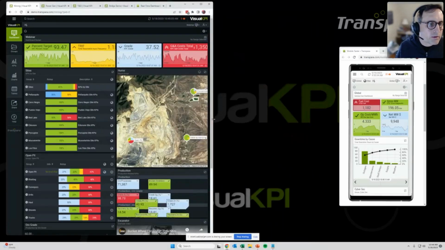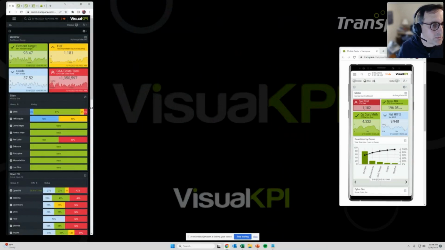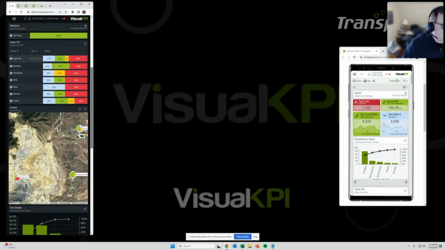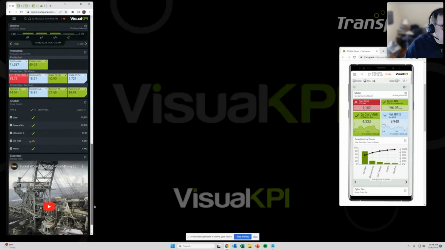So let's take a look at this dashboard and see what it would look like on a phone. So I'm going to go ahead and shrink this down here. Let's just make it a little smaller. And now I've got this fully functional dashboard here with everything included in it, right? All the way down to even the video.